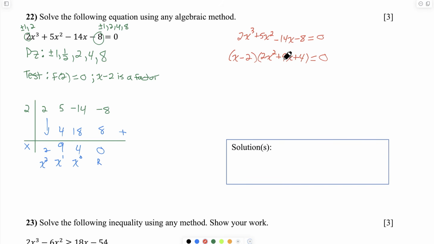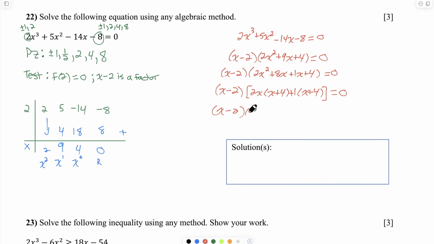The quadratic factor, I suppose I could do quadratic formula to figure out what makes it be 0, but that quadratic is also factorable, right? I'd be looking for numbers that have a product of 8 and a sum of 9. That would be 8 and 1, so I could split the middle term into 8x and 1x, and then factor that by grouping. Take a 2x from the first two terms, and nothing but a 1 from the last two terms. But that allows me to see that my three factors are x minus 2, x plus 4, and 2x plus 1. Now that's fully factored.